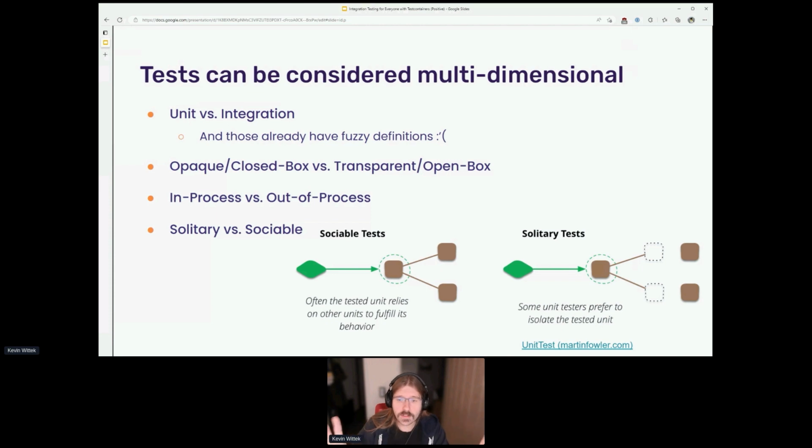So instead, other dimensions we can clearly identify in our tests are closed box versus open box tests, meaning is my test able to inspect the inner state of the system, or can it only look at the state from the outside through public interfaces? The other aspect is whether my test is running in the same process as my code under test, as my system under test, or out of process.